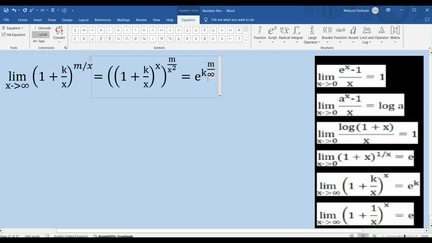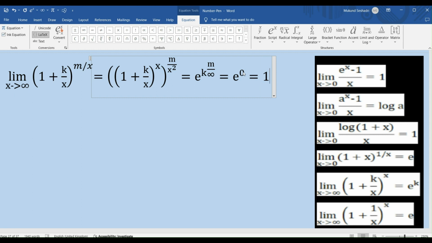So what happens to this is my k into m by infinity is nothing but k into 0, because my m by infinity is 0. So which means I have e to the power 0, which is nothing but a 1, right? So 1 is the final answer for this particular expression.